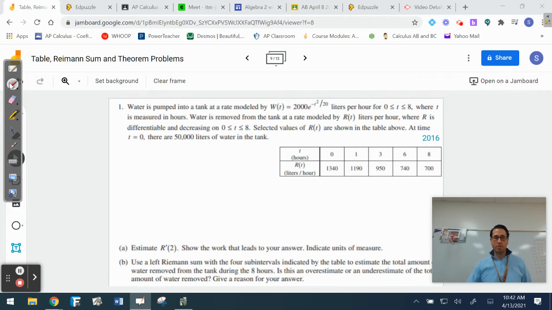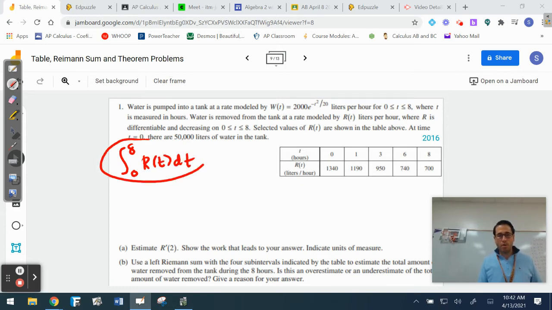All right, part B. Use a left Riemann sum. We just got done doing this, right? 4 subintervals to estimate the total amount of water that would be removed. So we're trying to do an integral from 0 to 8 of a rate. If I do it of the rate, that's going to give me the total amount, because it is the integral of a rate. It'll give me the total amount of liters.